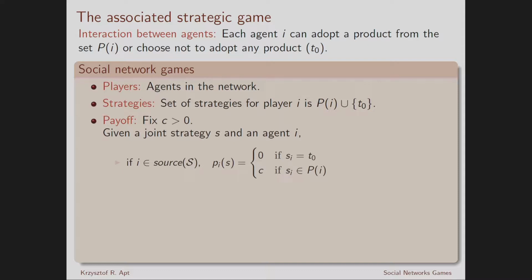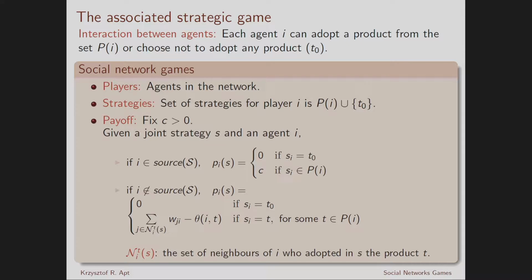function. So if we have a source node, and it did not yet choose a product, so its strategy is T0, that is the way we model it, then we assume the payoff is 0. If it adopted a product from its set, then it always gets the same profit, C. You can have different profits for different products, but then when studying Nash equilibria, you always choose choices where the players don't regret. So they will always choose the best product. So without loss of generality, let's assume that all the prices, all the costs, are the same. So this is the profit for a source agent.